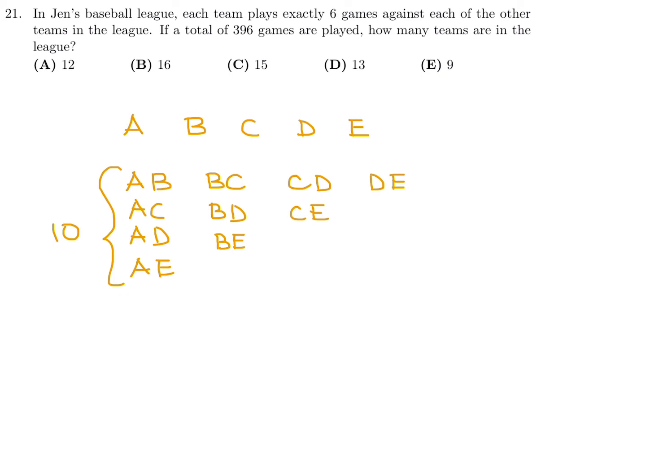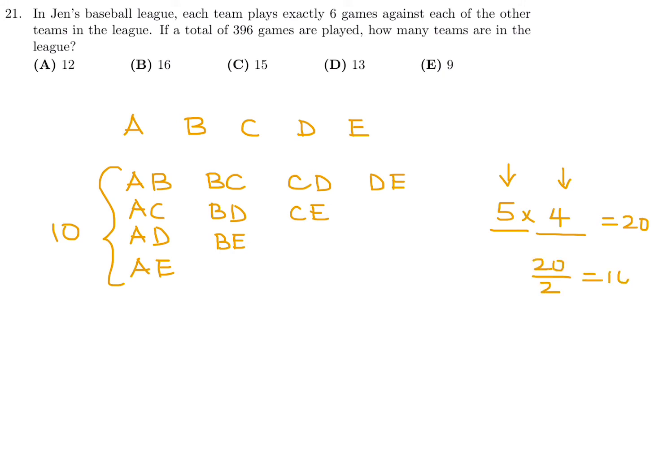So what is the system? Well, there's 2 teams in each game. How many choices do I have for the first team? Well, in this particular case, I've got 5 choices since there's 5 teams. For the second team, how many choices? Well, 4 choices. So 5 times 4, which is 20. But the number of games is 10 because you have to take that 20 and divide by 2.